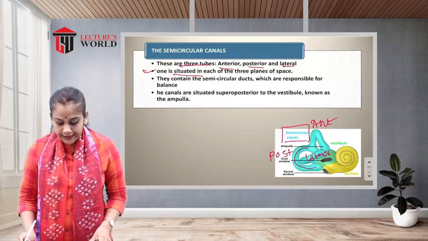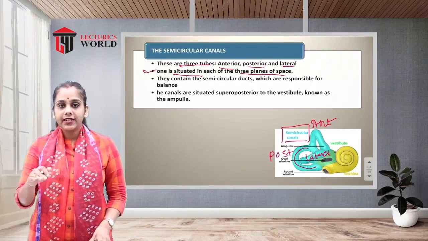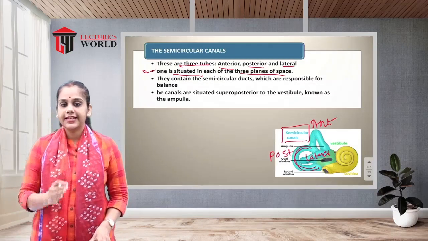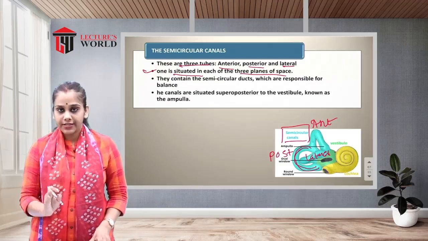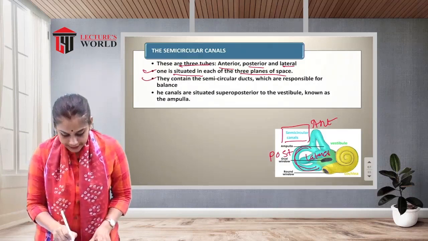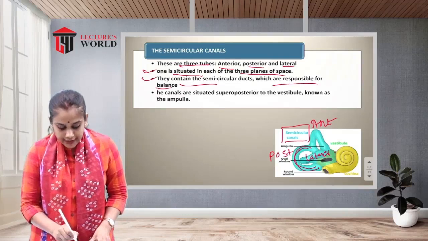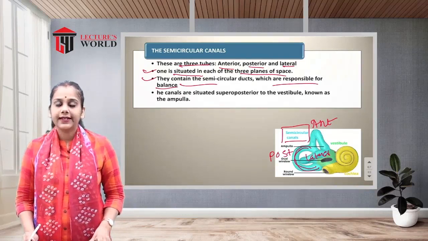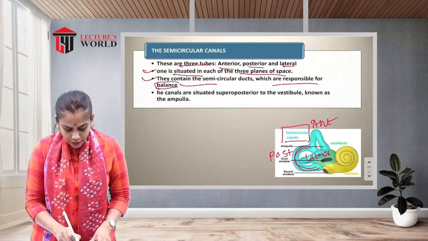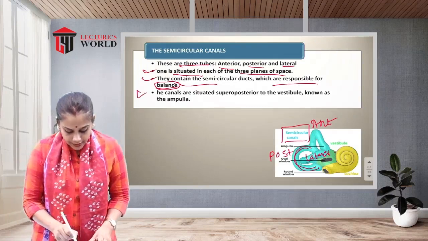One is situated in each of the three planes of space, so you can see one semicircular canal in each plane. They contain the semicircular duct, which is responsible for balance, and the function of that is the balance.